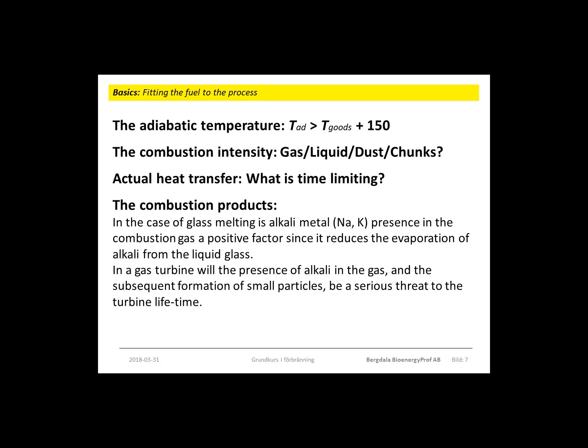A fourth important parameter is the flue gas composition. In such cases when the combustion products are brought into direct contact with the product, the flue gas composition may have a significant impact on the final product quality, or indeed on the process lifetime.